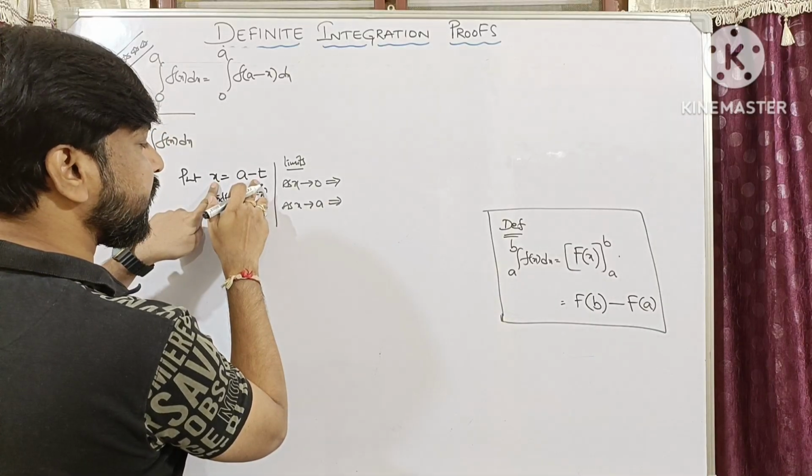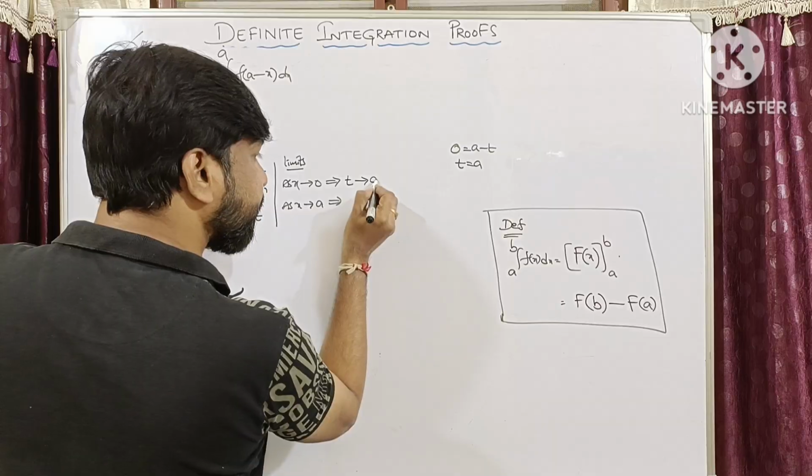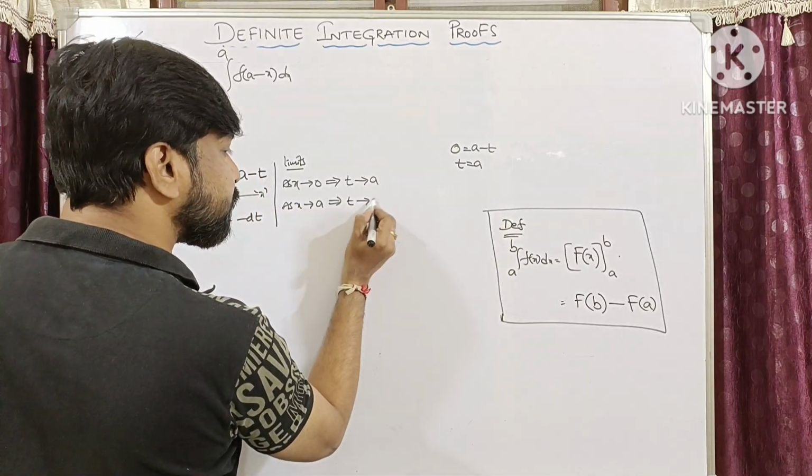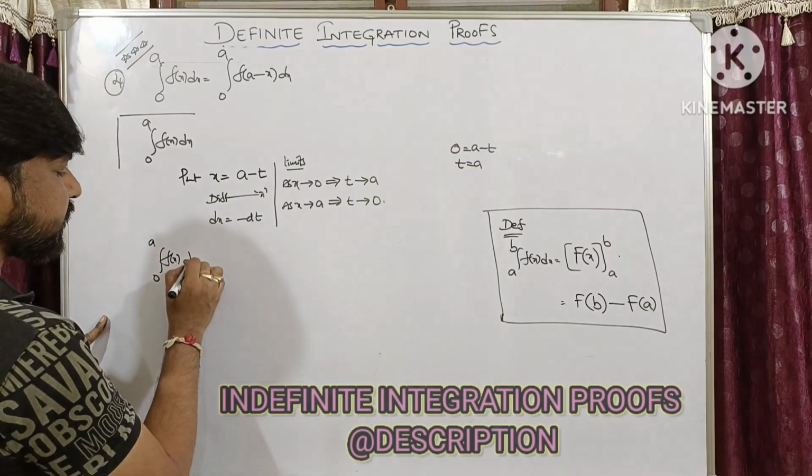0 is equal to a minus t. So 0 equals a minus t, and hence t is equal to how much? a. So t tends to a. As x tends to a, the a gets cancelled, t tends to 0. So now let us consider the question's left hand side. Integral 0 to a f of x dx equals integral.